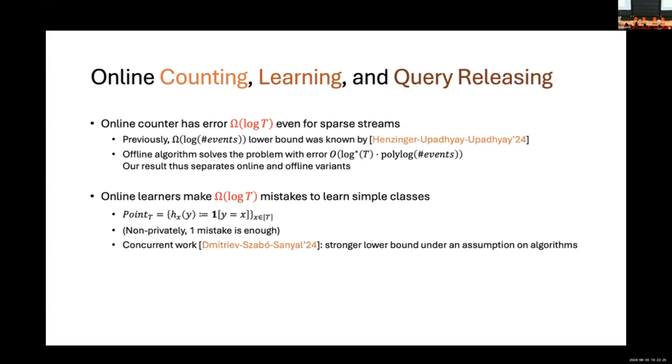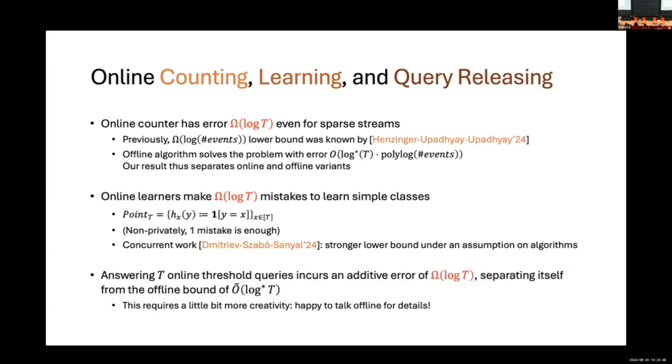And I also want to highlight a concurrent work by Dmitriev, Szabo, and Sanyal, which shows a stronger lower bound under assumptions on the algorithms. So there is still a slight technical gap between what we conjecture to be true and what we can prove. If you are interested, I'm happy to talk offline.